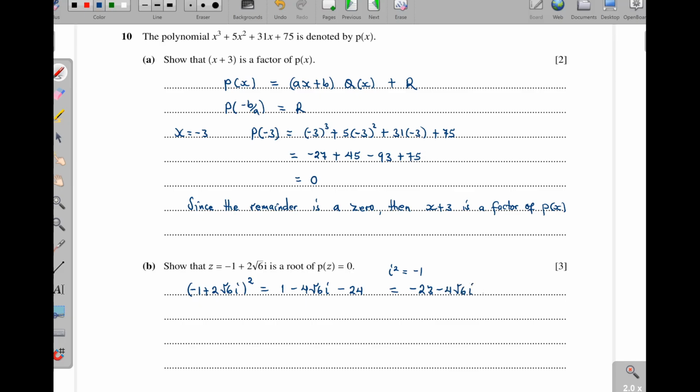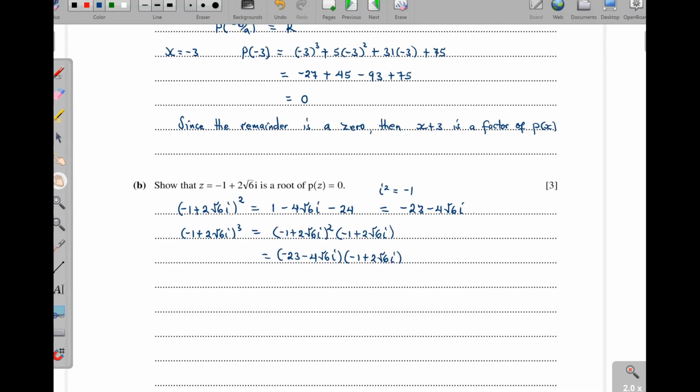You see that? Then next we shall need this one here, which is cubed, and that is the same as getting this one here squared, then times when it is not squared. But we have this one as this, so that is negative 23 minus 4 root of 6 i, then times negative 1, then plus 2 root of 6 i.